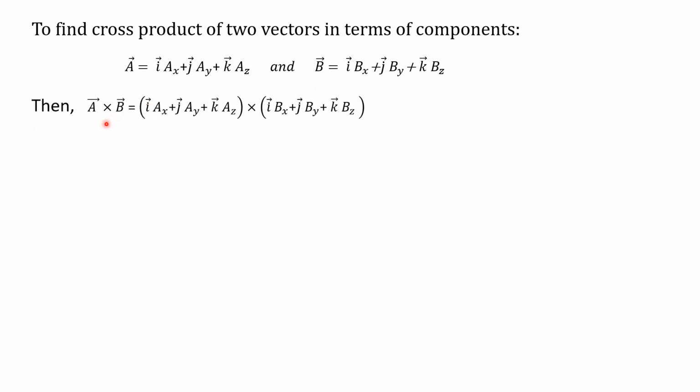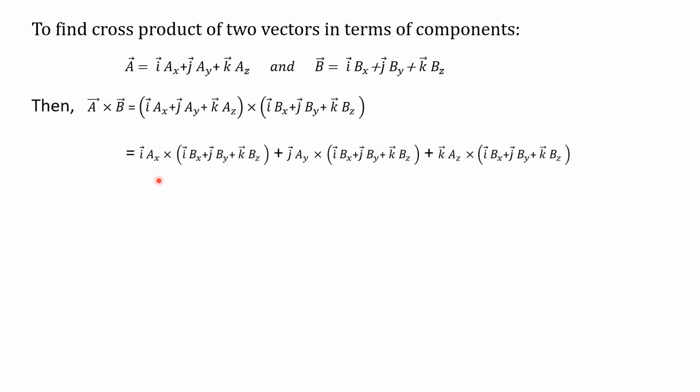Hence, we write the next step: vector A cross B is equal to (i Ax plus j Ay plus k Az) cross product with vector B, and vector B is i Bx plus j By plus k Bz. Now simplify the two brackets. How do we simplify? i Ax multiplied by the second bracket, j Ay multiplied by the second bracket, k Az multiplied by the second bracket, that is i Bx plus j By plus k Bz.